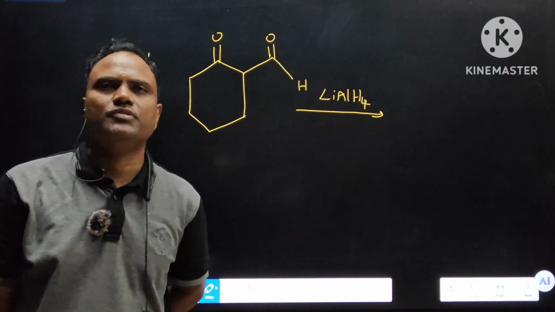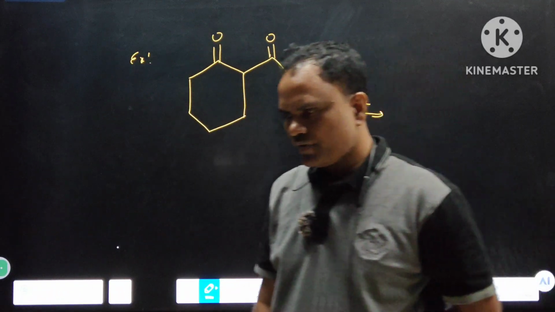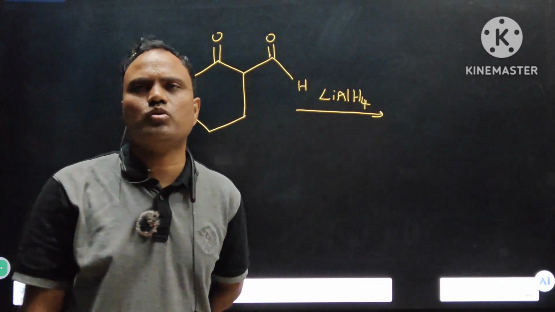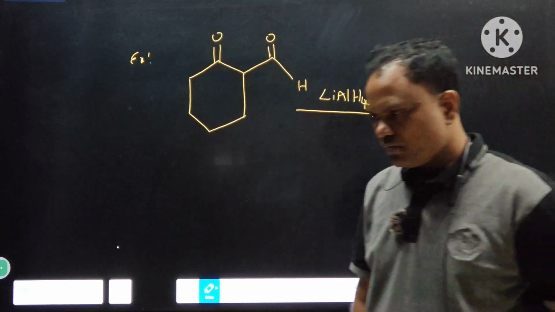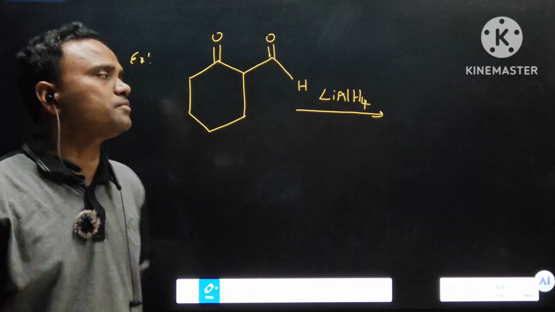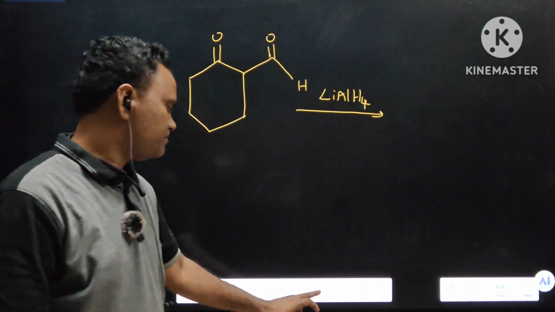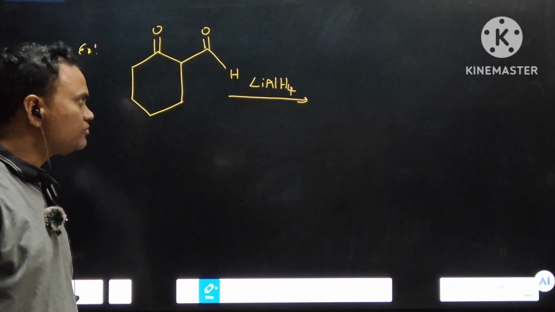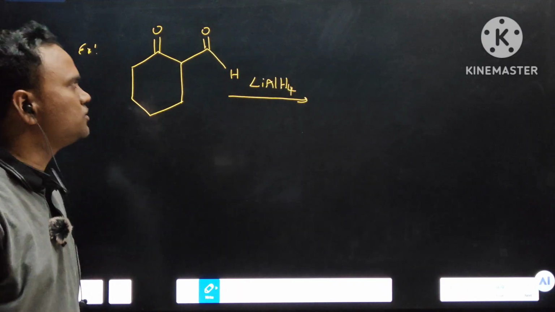In this, tell me, how many functional groups are present? Say the names of those functional groups. One functional group, or two, or three? How many functional groups are present, and give names. Mention the names. What are the functional groups present in this compound? Tell me. Yeah, aldehyde and ketone, both.